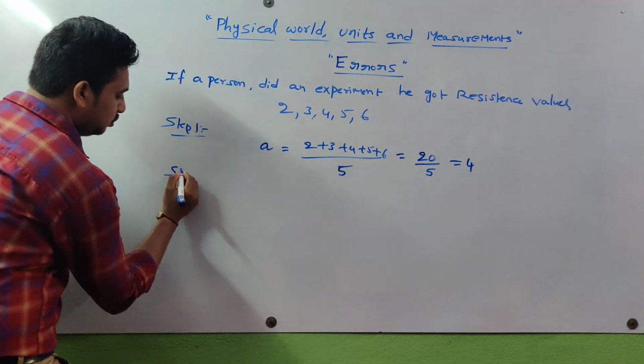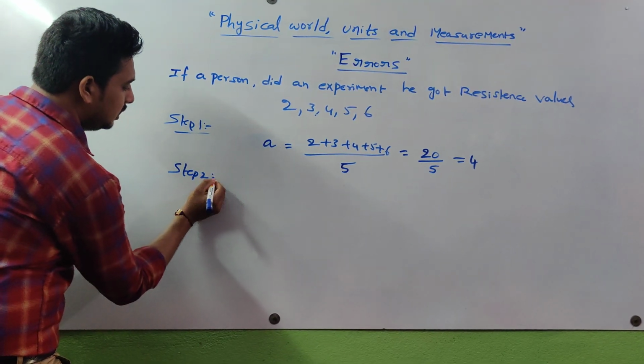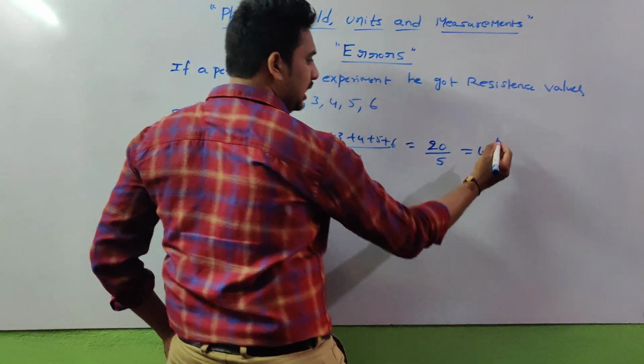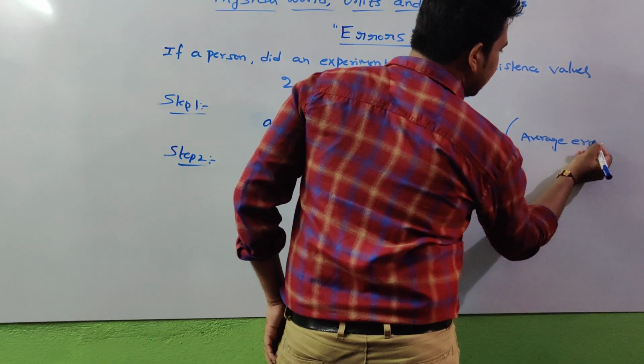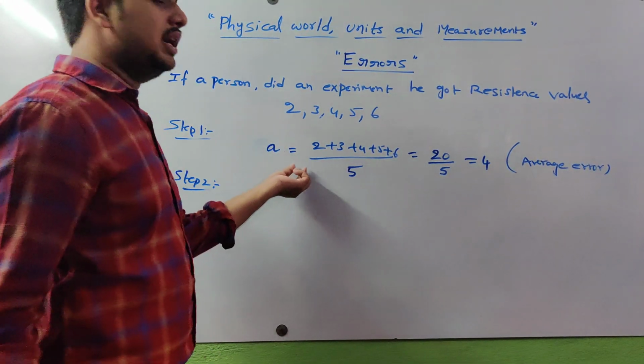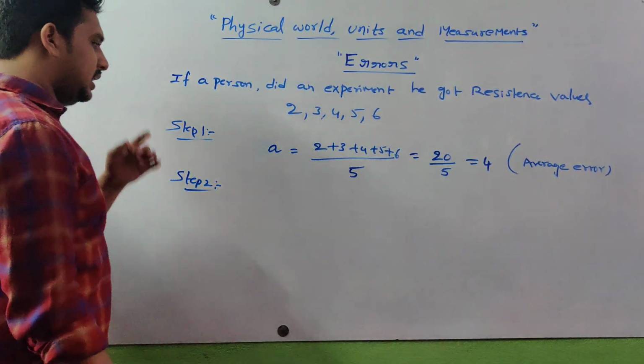Next, step 2. What is step 2 here? This average value is also called average error. Next, step 2.